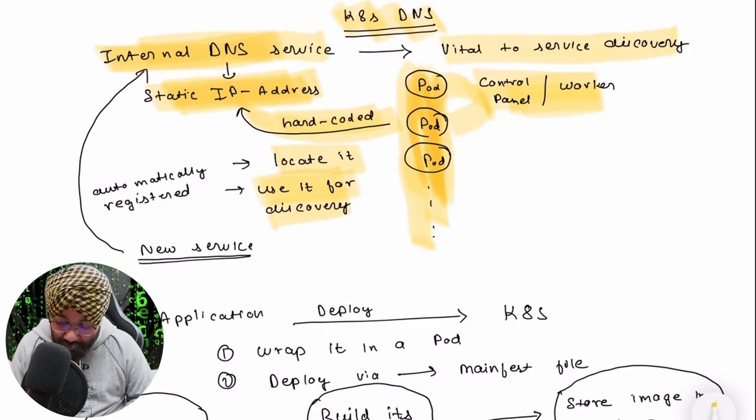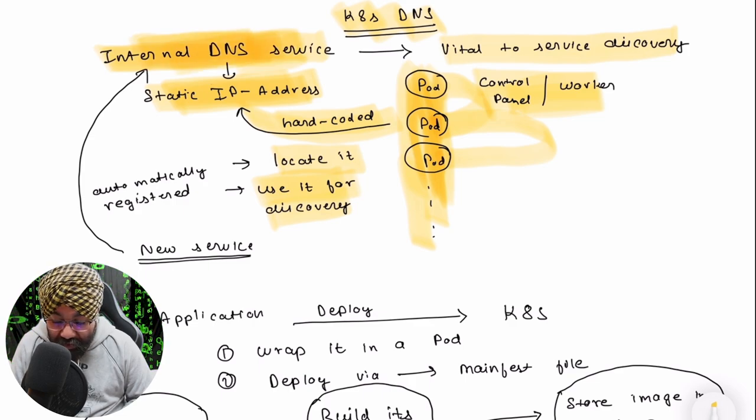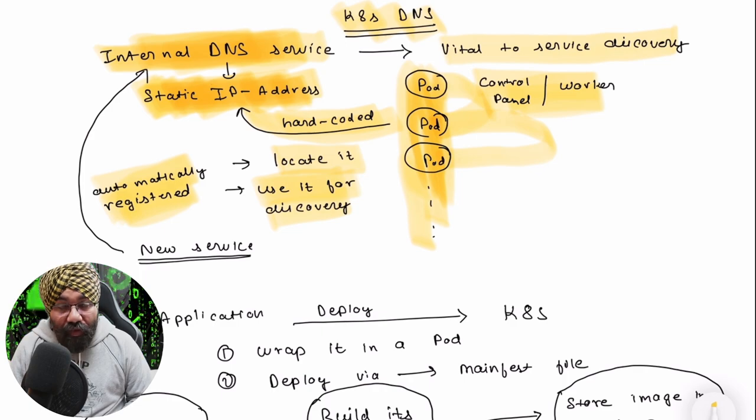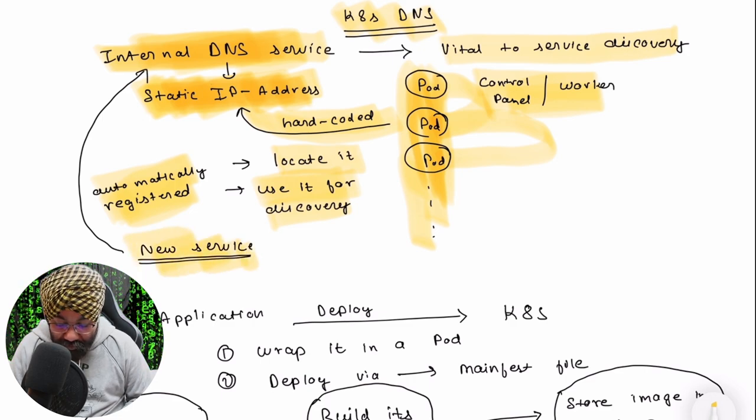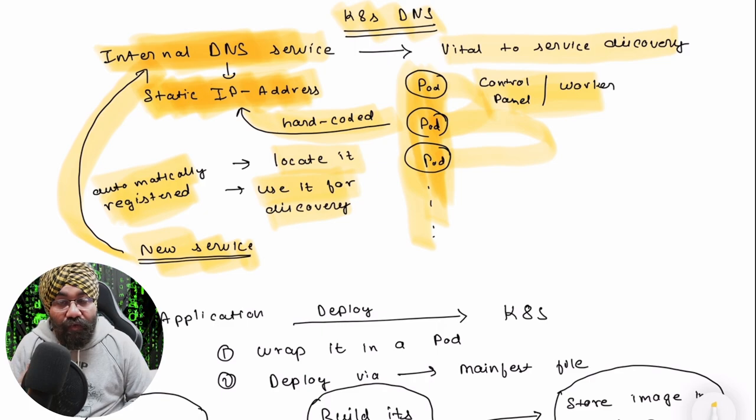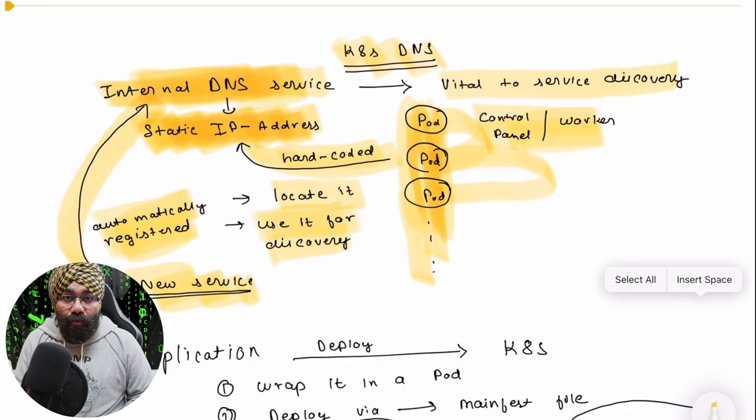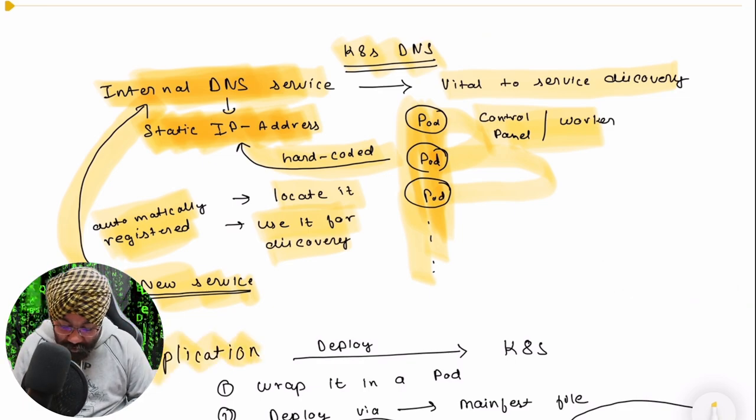So if pod 1 wants to talk to pod 2, or pod 3 wants to talk to pod 1, they will discover the IP address of the other service using this internal DNS service, by using its hard-coded static IP address. And whenever we add any new node or any new pod into the Kubernetes cluster, all of them get registered to the internal DNS service automatically. Whenever a new service is added, it gets registered automatically, so the DNS service knows the IP address of every new service that we add to our Kubernetes cluster.